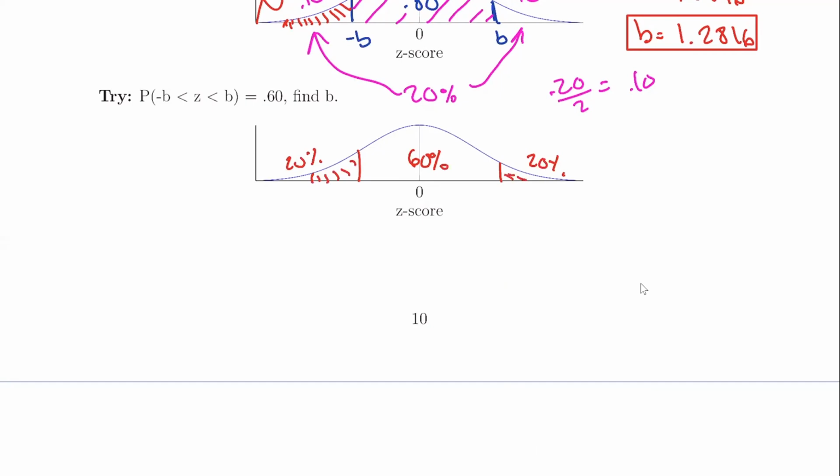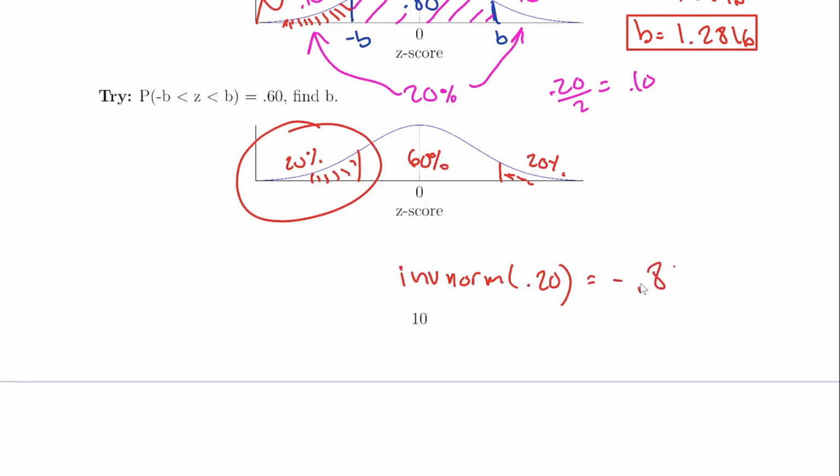If you remember, you always want to just use this one. So we're going to say inverse norm of 0.20. If I do inverse norm of 0.20, I already did it, you get negative 0.8416. So that means B is equal to positive 0.8416. And that will be it for that last example. All right, everybody good for those last examples?